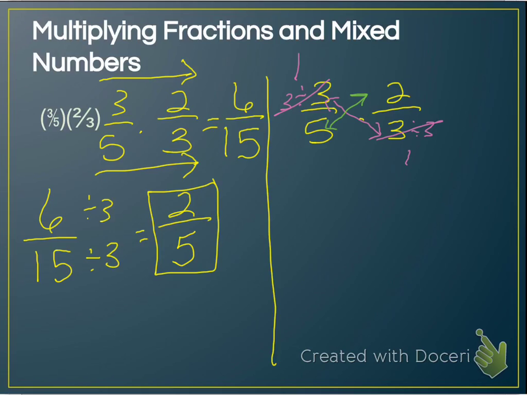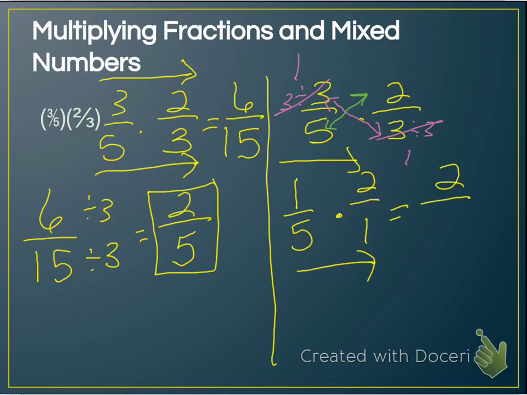And in this case, there's not. There's nothing that they both can be divided by. So my new problem becomes 1/5 times 2/1. And then I'm going to multiply across. 1 times 2 is 2. 5 times 1 is 5. And you'll see I get the same answer. You can simplify after, or you can cross-cancel before.